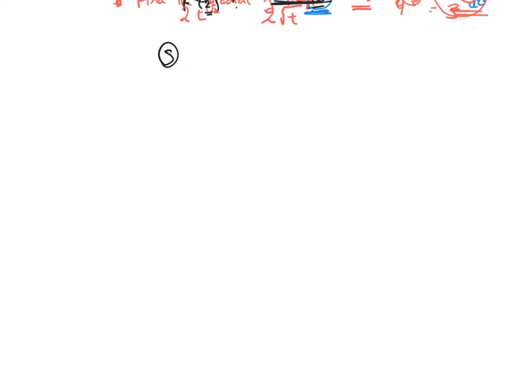Okay, example 5. Okay, example 5, we've got f of x equals 3 times root x. Okay, and the question is asking me to find the rate of change when x equals 4.